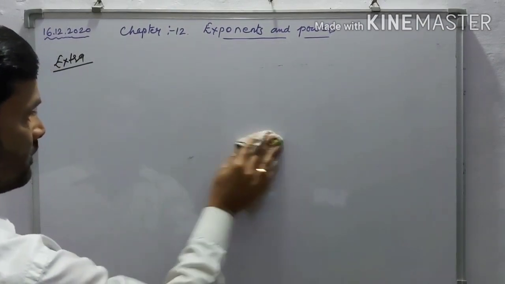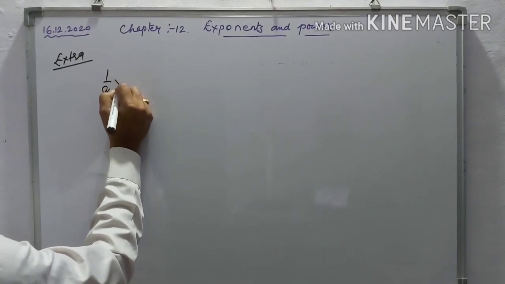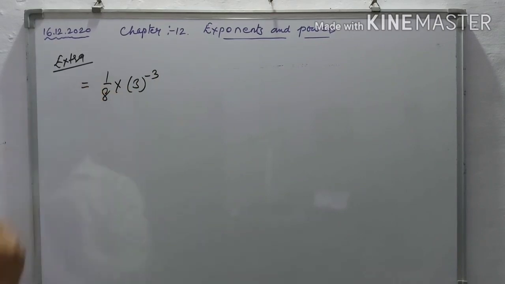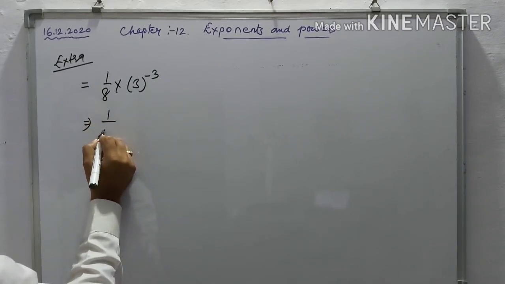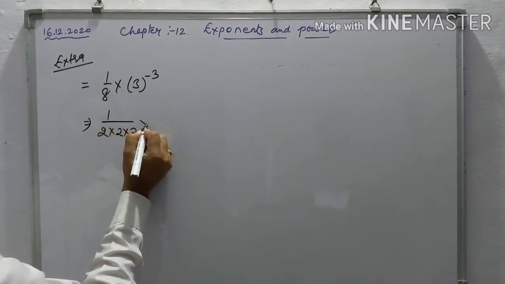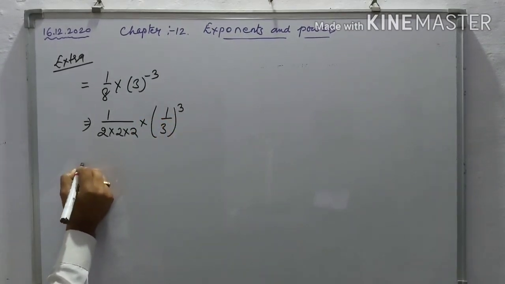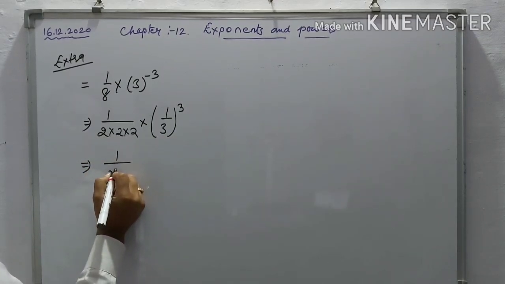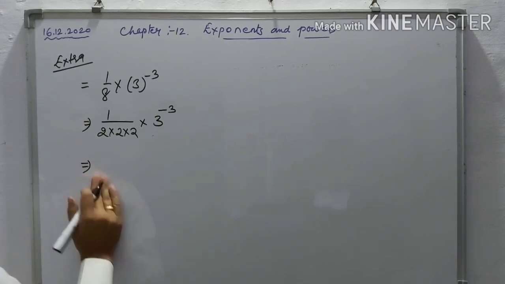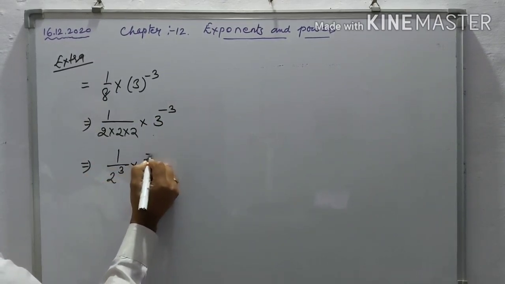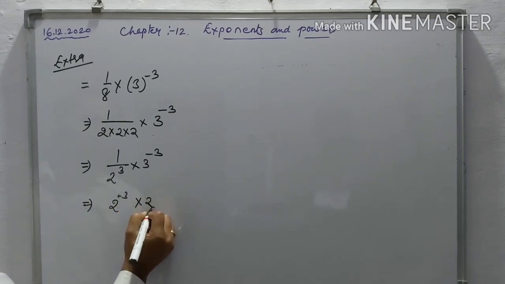Some extra questions, this example. Now simplify (1/8) × 3^(-3). So we write 1/8, where 8 is 2 into 2 into 2, three times, so 1/2^3, which is 2^(-3), into 3^(-3).